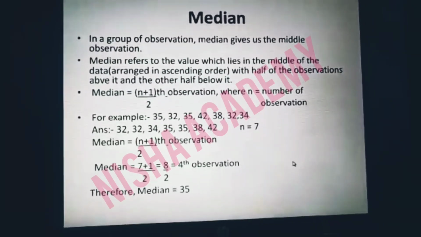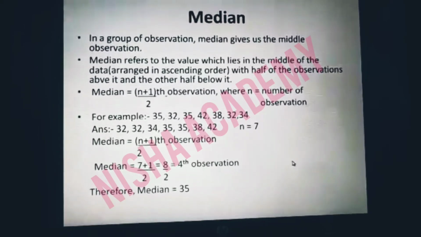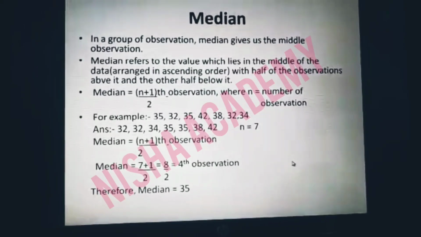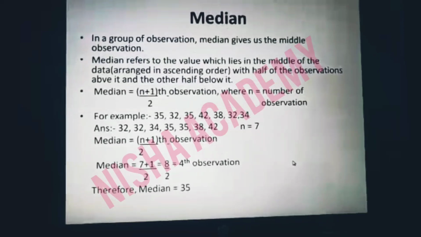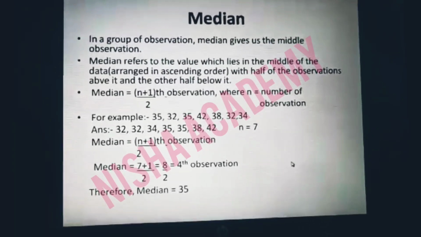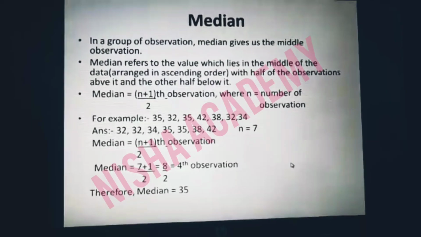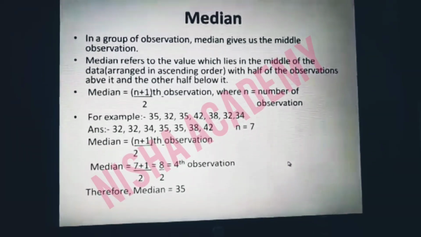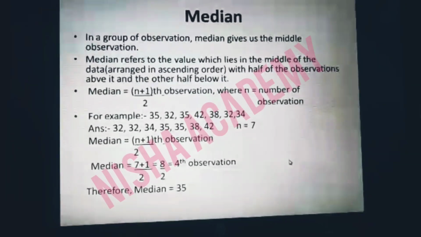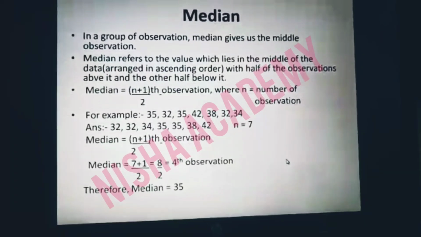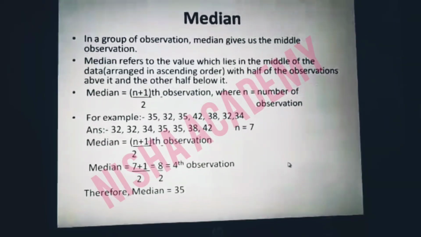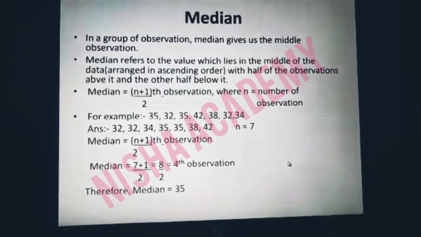Now what is the formula of median? As in the mean, the formula was sum of all observations divided by total number of observations, in the same way in median it is (n plus 1) upon 2 th observation. What do you mean by n? N means number of observations. Now it will be clear to you with the example.